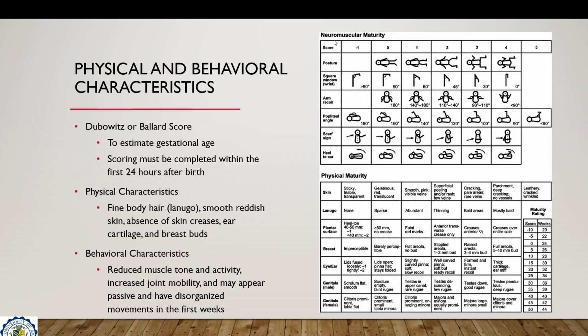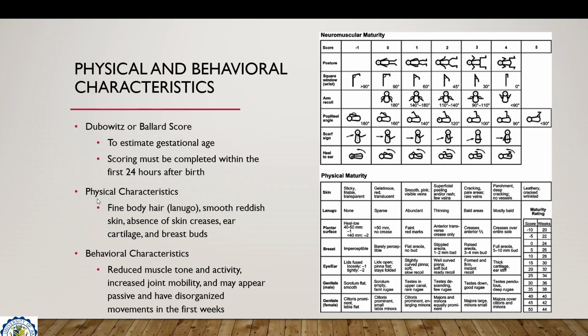So they're looking for two different categories of items. They're looking at neuromuscular maturity, so the baby's posture, how babies recoil their arms, how flexible babies are, and then they're given a score, as well as with physical maturity, looking at their skin, their plantar foot surface, their eyes, and then they're taking these scores and adding them up, and whatever the score is, they're able to estimate how old a baby is in their gestational age.